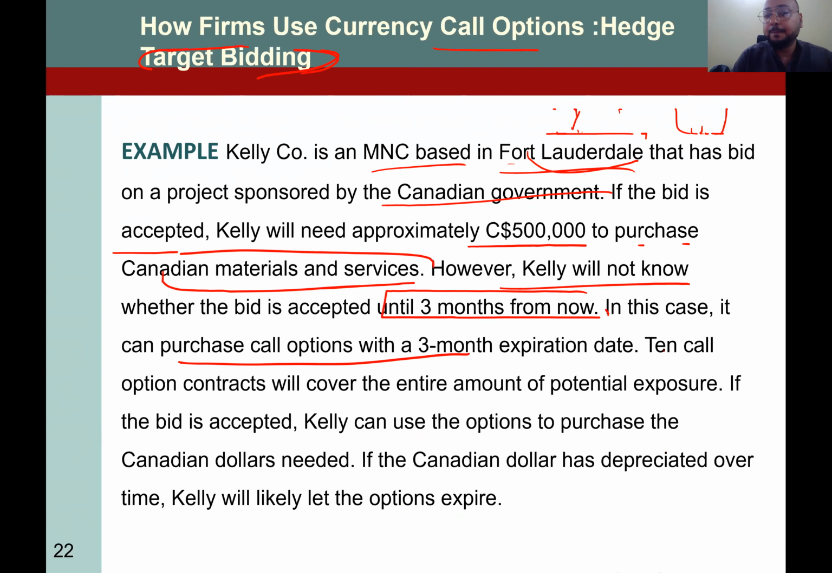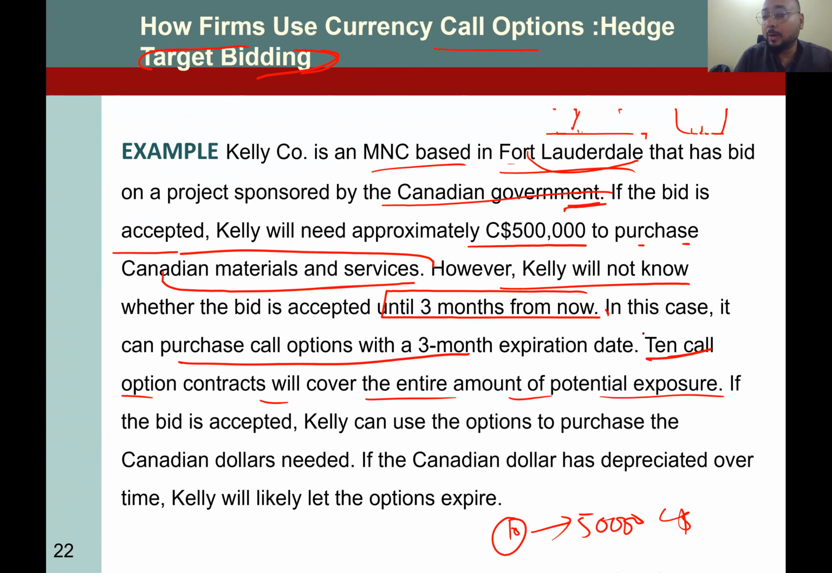So in this case, for example, if this option is traded on exchange, then what happened? For example, the exchange is only available for 50,000 Canadian dollar. One contract of call option is for $50,000. So if you need 500,000, you would be needing 10 contracts of options. So that's why they say 10 call option contracts will cover the entire potential exposure.